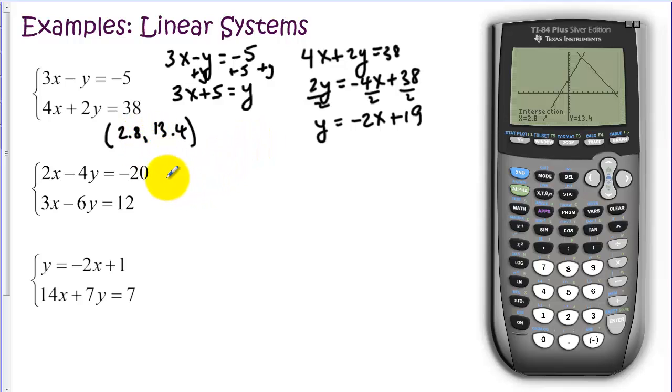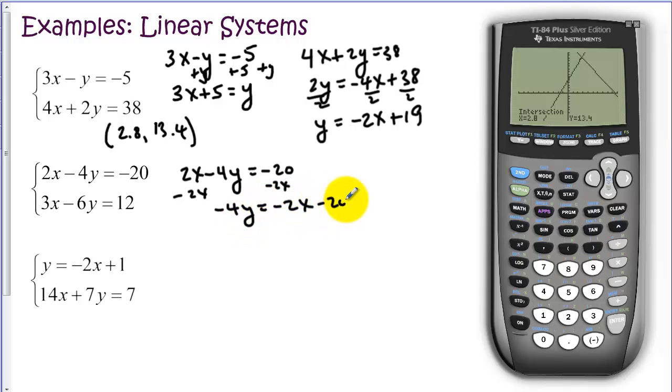So let's look at example 2. Let's first solve each of our equations for y. So I'm going to subtract the 2x, and then divide by negative 4. And I've got y equals positive 0.5x plus 5.